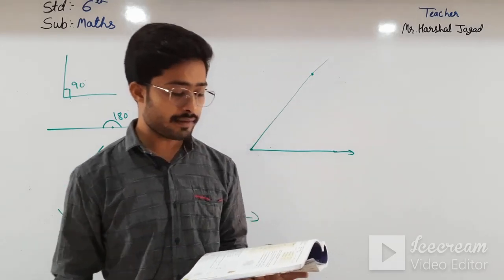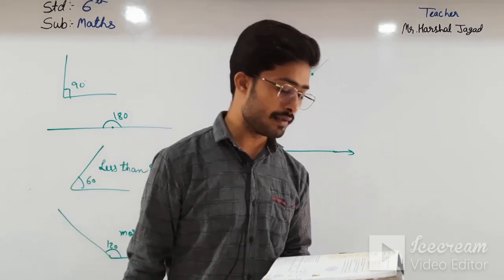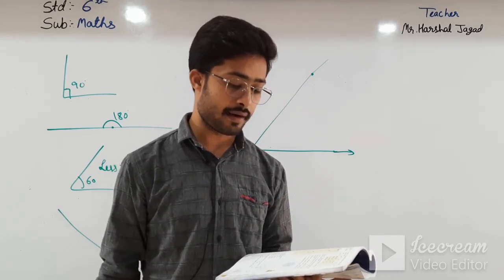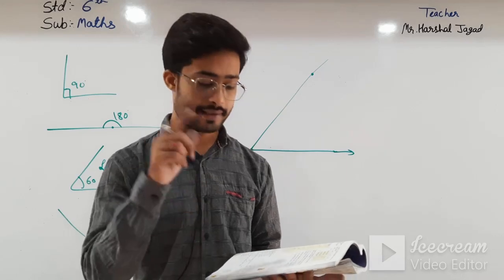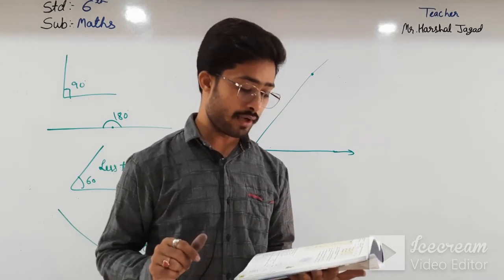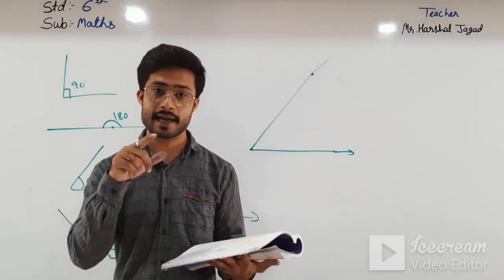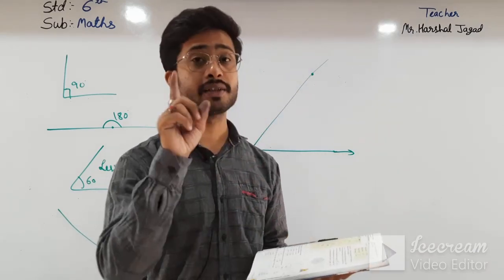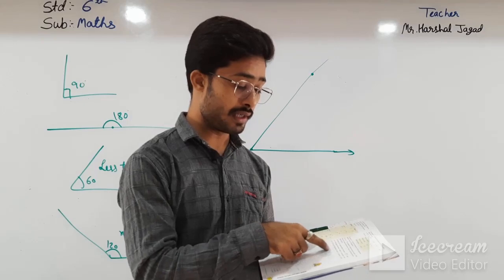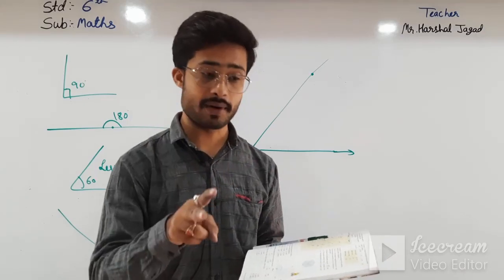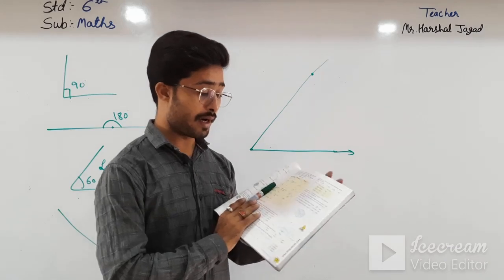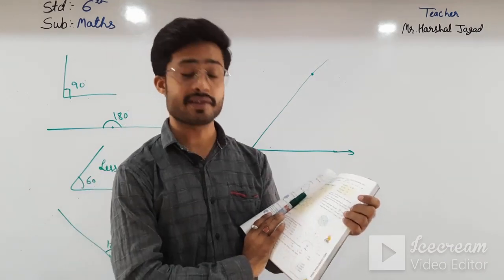Then find the measure of the unknown angles x and y in degrees. The complete angle around a point is equal to 360. And what we have to find? We have to find x and y. This whole is divided into 6 equal parts. So one part will be 60 degree.